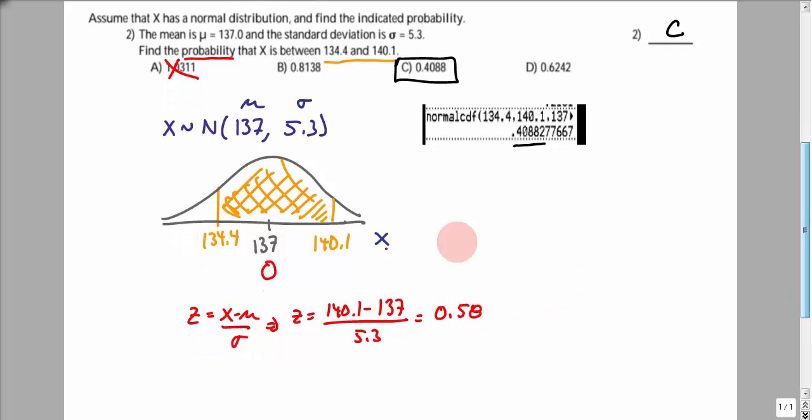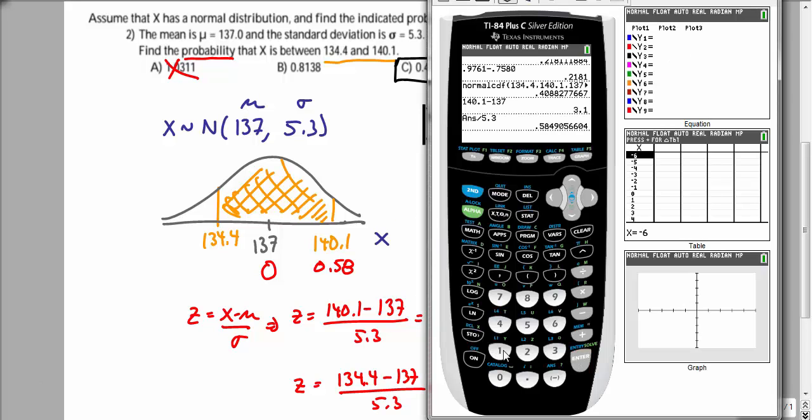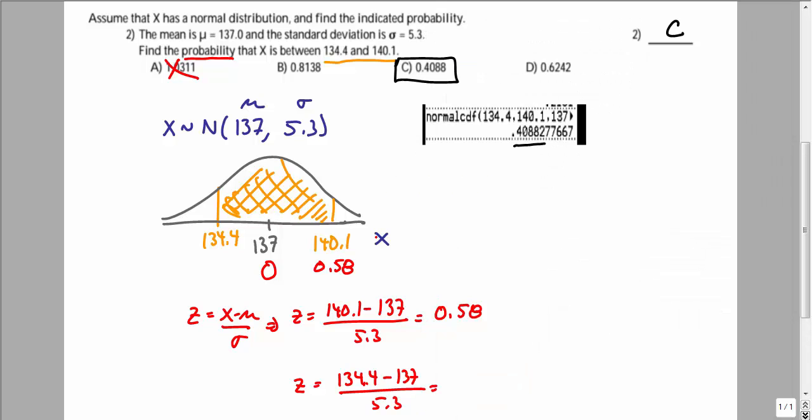Let's go ahead and standardize our other score as well. Now remember, the process of standardization means finding the number of standard deviations our observation is above or below the mean. Now this one is going to be negative because it's below the mean. So let's go ahead and subtract first and then divide. So 134.4 minus 137. And then we do that subtraction, and then we'll divide that difference by 5.3. So I get a negative 0.49. Now again, because my tables only go out to 2 places, I'm just going to round this to 2 places.